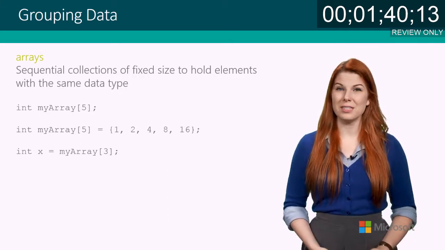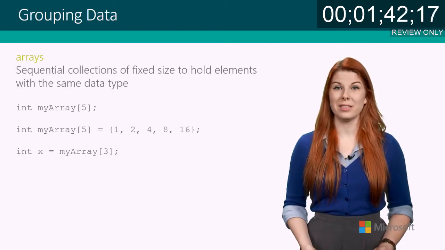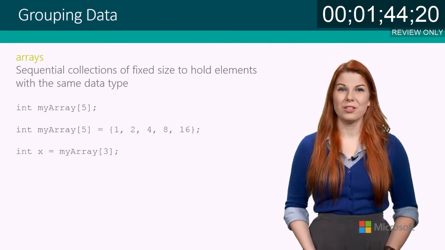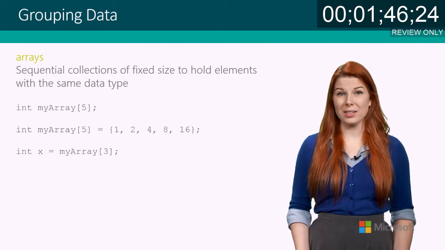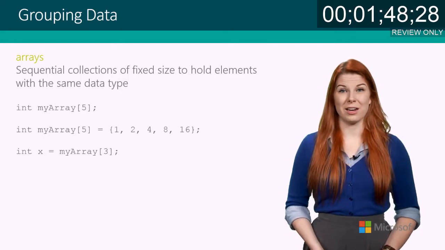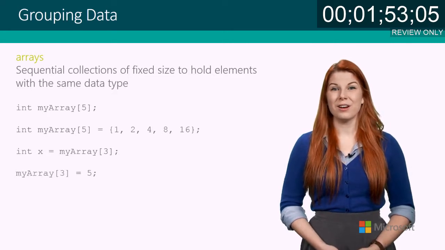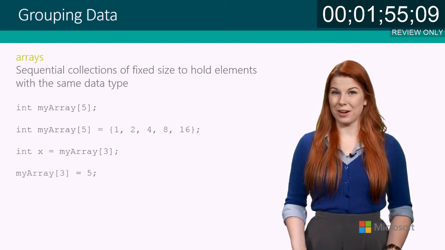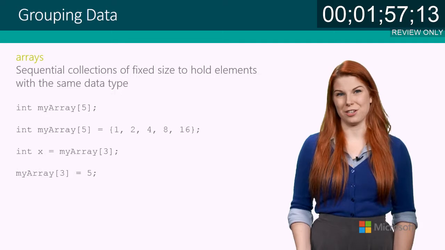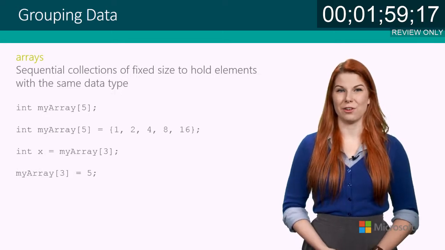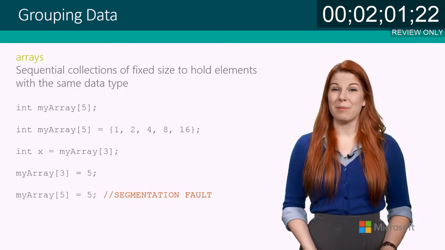That number 2 is at index 1. That number 4 is at index 2, and so on and so forth. So even though we have 5 spots, the 16 is not stored at index 5, it's stored at index 4. You can also replace whatever is stored at a certain index using the same notation to access a specific index of your array. Now be careful.